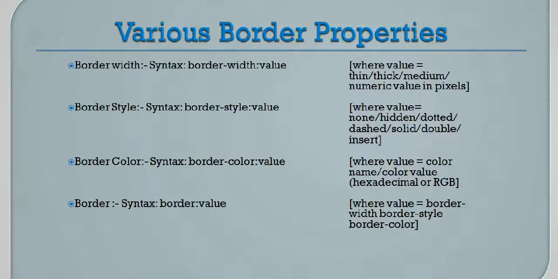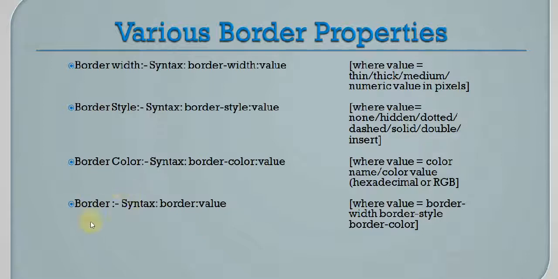Next, various border properties. CSS gives us various border properties for styling your web pages. Here some properties are written, as you can see: border width, border style, border color, and border. Border is the masterpiece for setting all three, border width, border style, border color, in just a single statement.